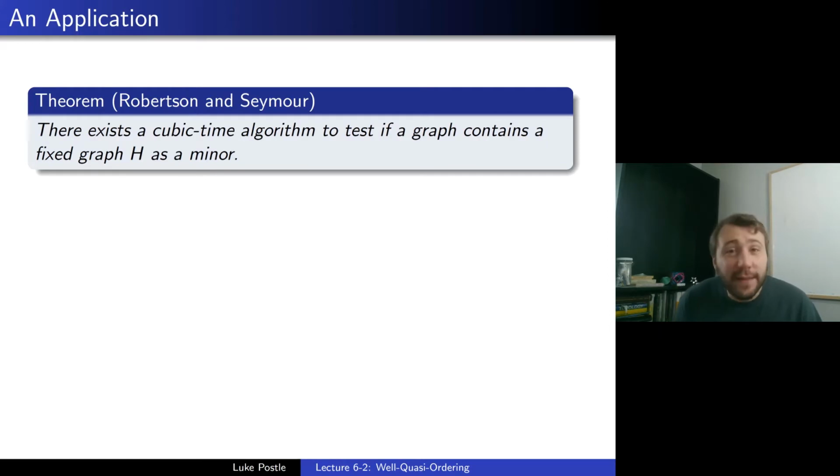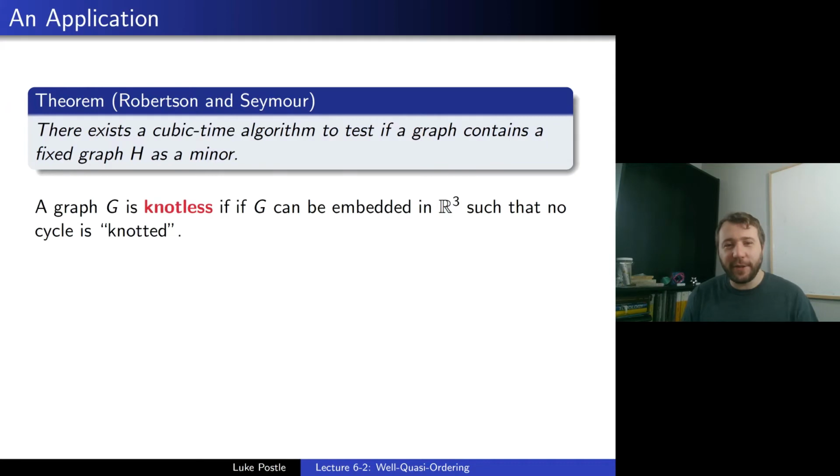But okay, let's take that. So there is this nice polytime algorithm to test for a fixed graph as a minor. Why is that interesting? Well, here's a crazy application of the graph minor theorem. So we say a graph G is knotless if it can be embedded in R3 such that no cycle is knotted. So what do I mean? If you remember linked from last lecture, where we embedded graphs in 3 space, and we said all graphs can be embedded in 3 space, but maybe not with additional properties. So we talked about linked.